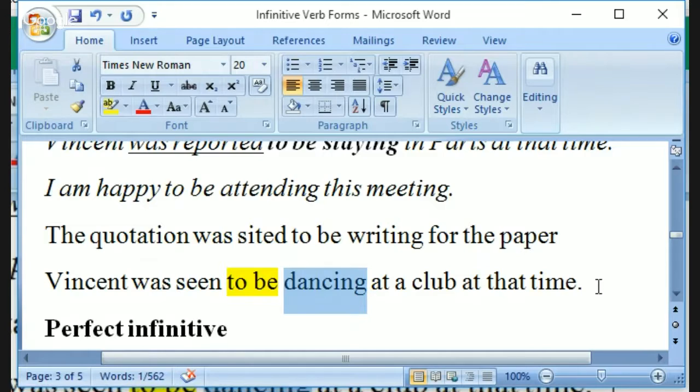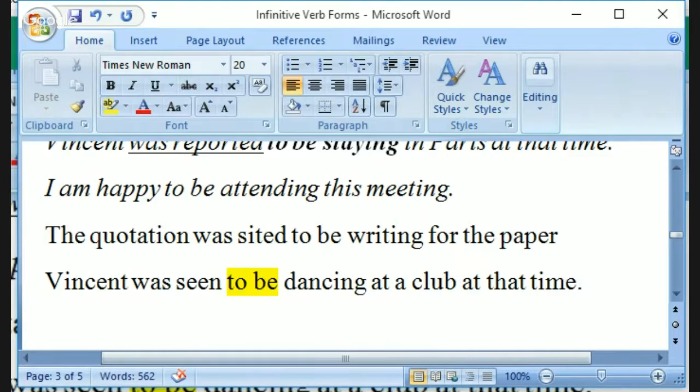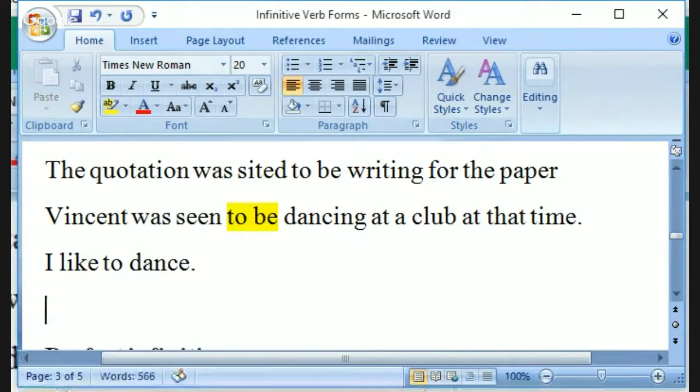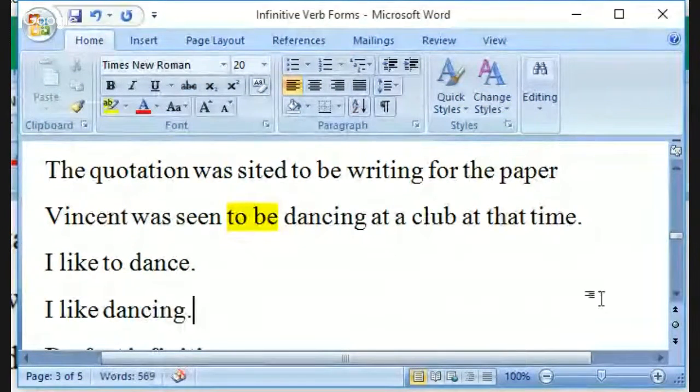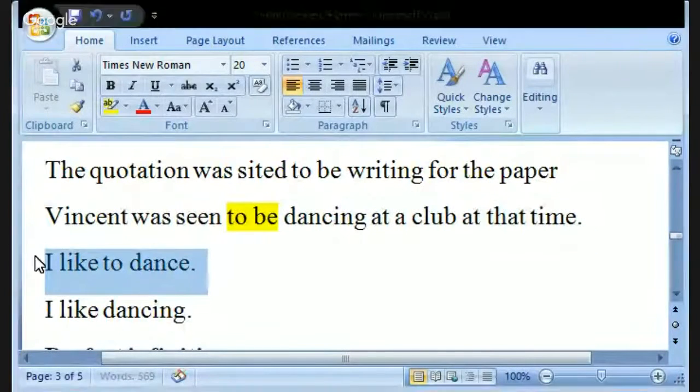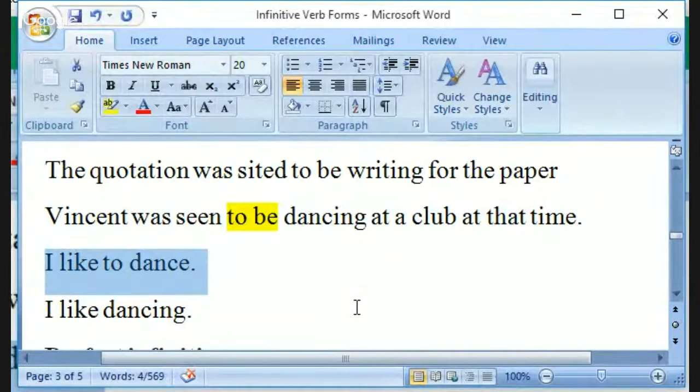I like to dance. I like dancing. What is the difference? I like to dance means I want to dance. I like dancing is I like dancing. There is a fundamental tiny difference in the inferred meaning. I like to dance infers you like the concept.